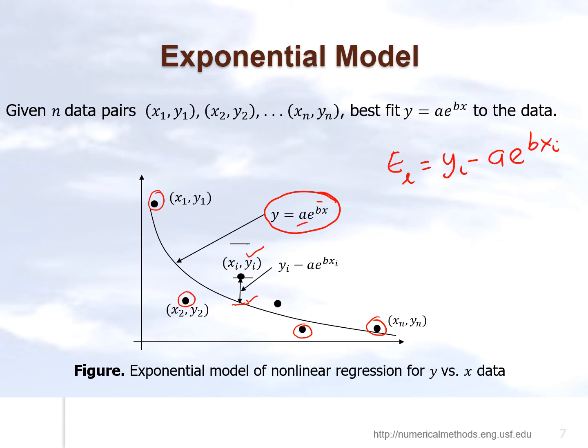And you want to do the same thing as we did for linear regression. We want to take each of the residuals, square it, and then add all of them together. So this will be a e to the power b x i. We add all of these residuals, the squares of the residuals, and we get the sum of the squares of the residuals.